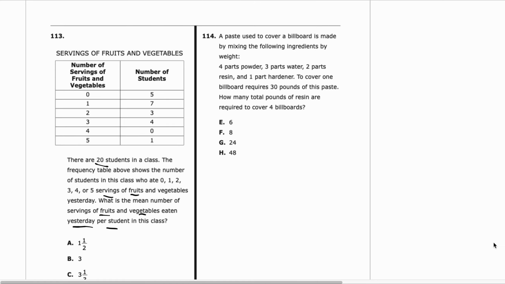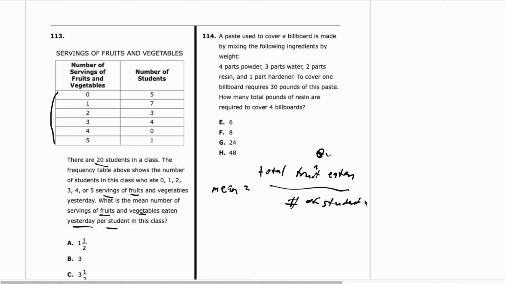So if we actually look at this table, so basically we're finding a mean, right? We're finding the mean number of fruits and vegetables eaten. So I'm going to do the work over here. So we have mean is equal to, remember our formula, right? It's total fruit and vegetables eaten over number of students. Okay, so the number of students is going to be 20, right?